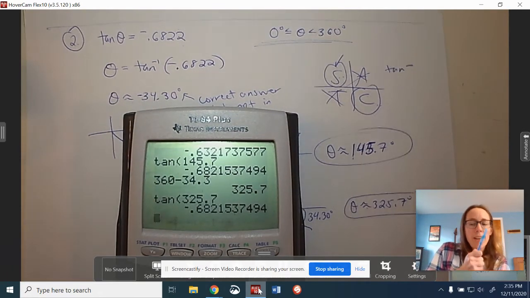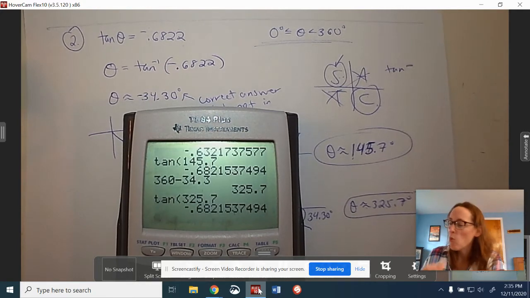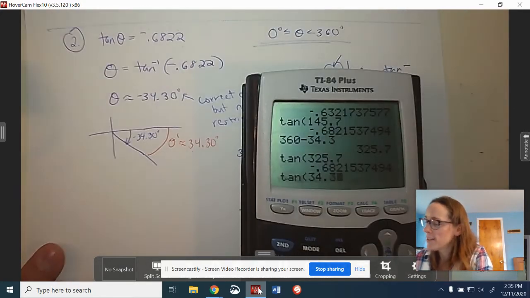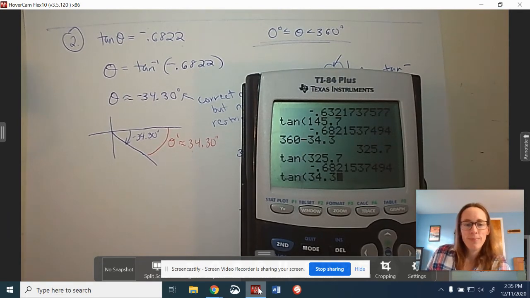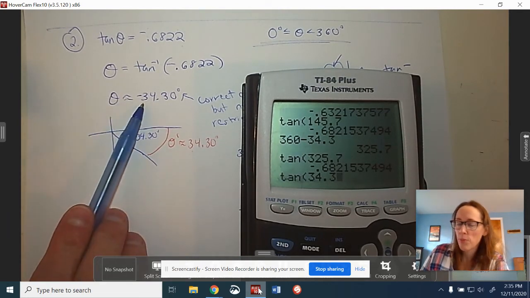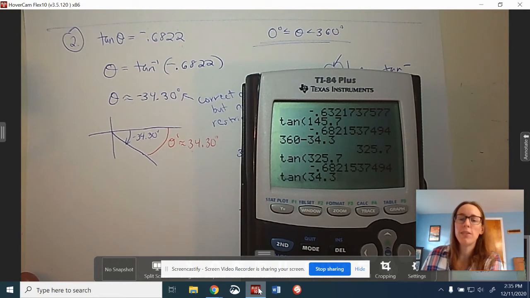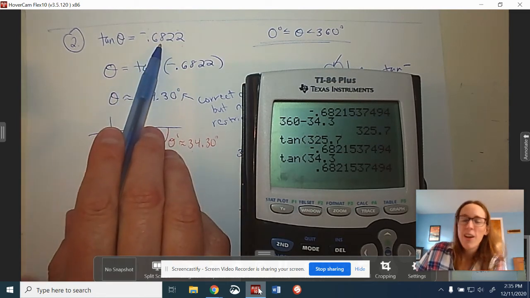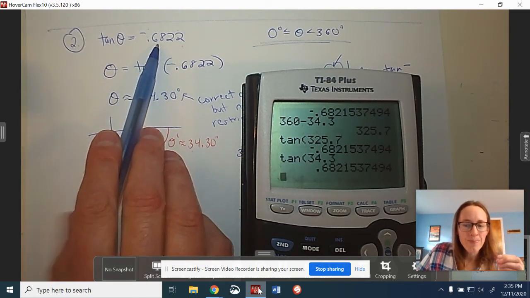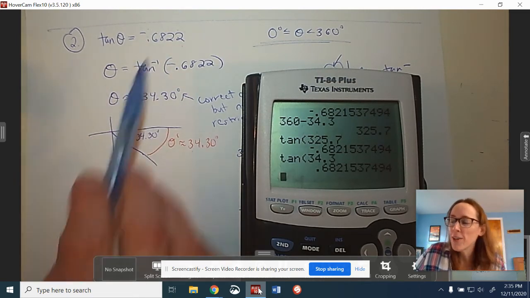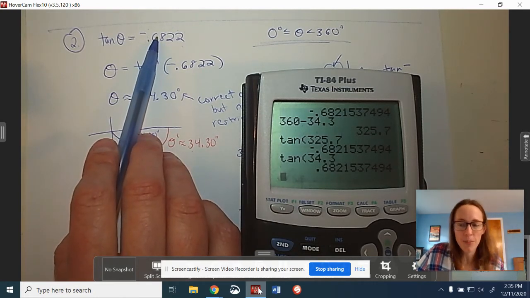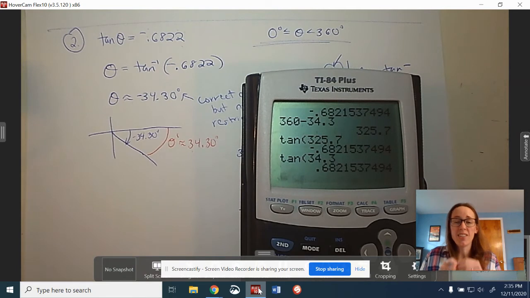Okay? Challenge question for you. What would I get if I put tangent of the reference angle into the calculator? So not negative 34.3, but the reference angle itself. We get positive 0.6822. All right. Why are we getting the same number? Because angles that have the same reference angle are going to have the same ratio, technically the same absolute value. Okay. They're going to have the same numbers. What affects the sign is the quadrant.